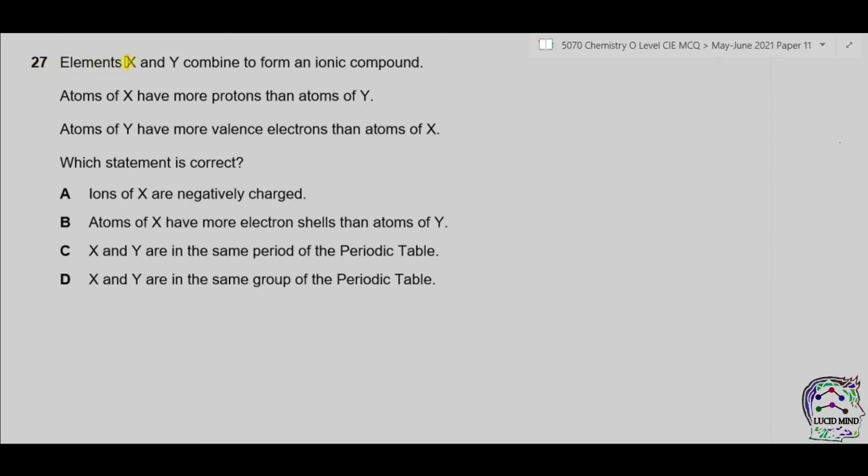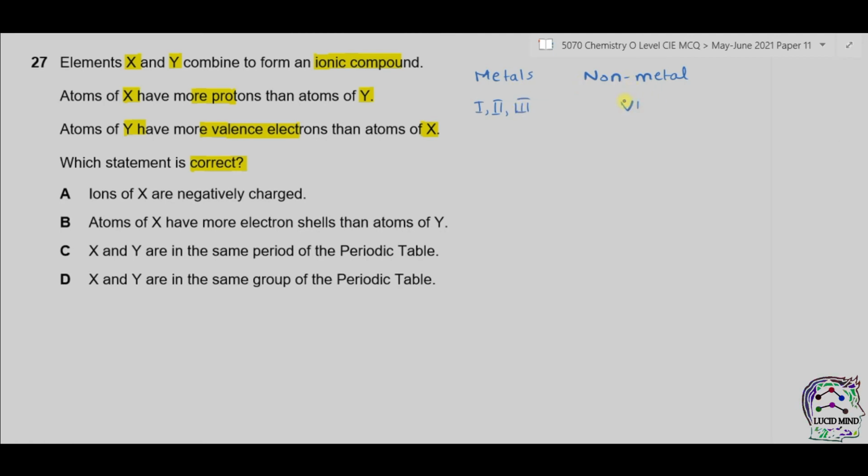Question 27. Elements X and Y combine to form an ionic compound. Atoms of X have more protons than atoms of Y. Atoms of Y have more valence electrons than atom of X. Which statement is correct? As element X and Y combine to form ionic compound, now ionic compound can be formed between metals and non-metals. Now metal can be from group 1, 2, 3 or transition.